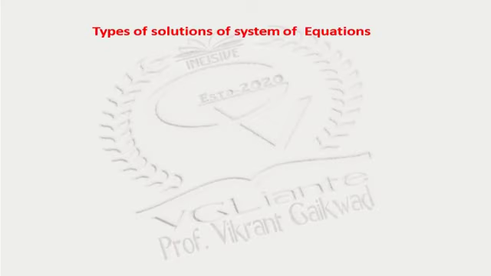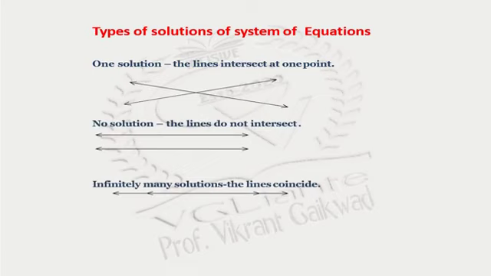Types of solution of system of equations. One solution, the lines intersect at any one point. No solution, the lines do not intersect. Infinitely many solutions, the lines coincide.